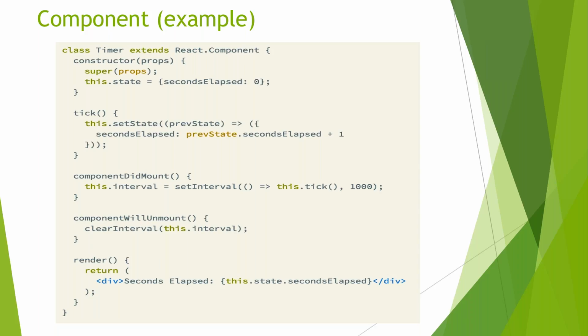Now there are two more functions here that you need to see, which are componentDidMount and componentWillUnmount. ComponentDidMount is a function that is provided to you by React. So there are componentDidMount, componentDidUnmount, and componentWillUnmount. There are 4 functions like this which are provided.